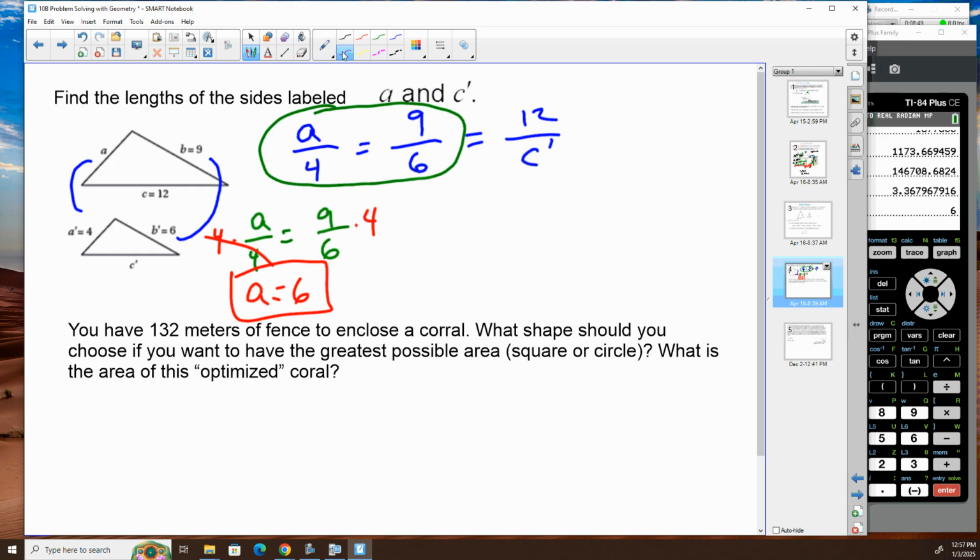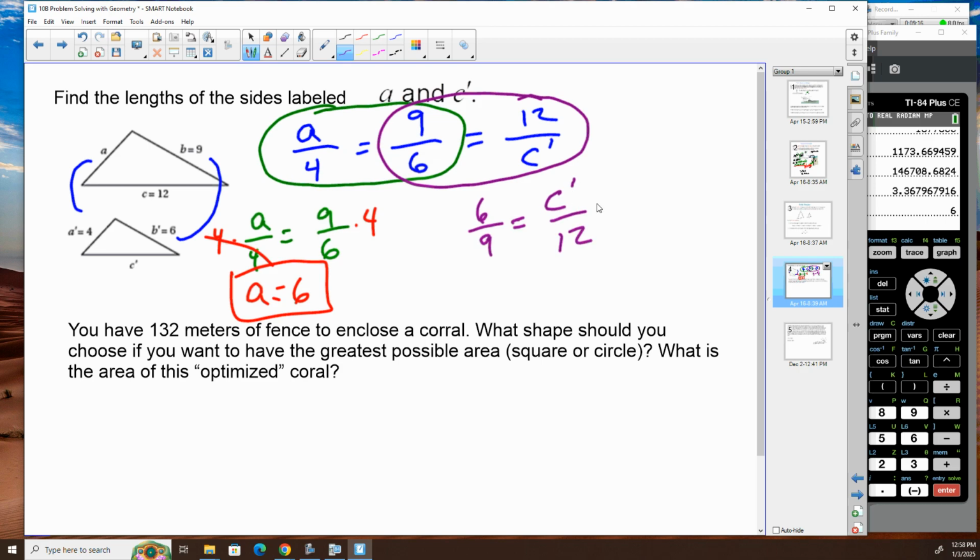And then if I wanted to find out what C prime is, I could use this relationship over here. Now, I don't like that my C prime is on the denominator of the fraction. I usually like my unknown to be on the numerator. So what I usually do if that happens is I just do the reciprocal of each fraction. So instead of doing 9 over 6, I'll just change that to be 6 over 9. And as long as I do the reciprocal on the other side and say C prime over 12, I still have a true statement.